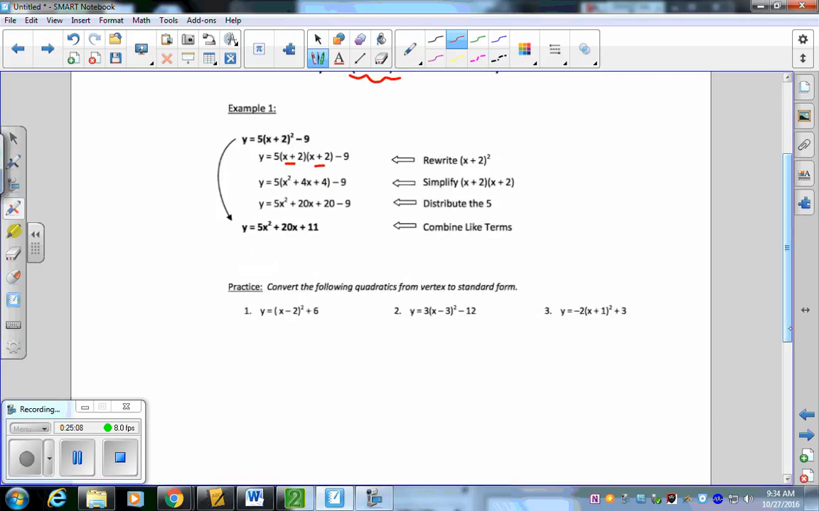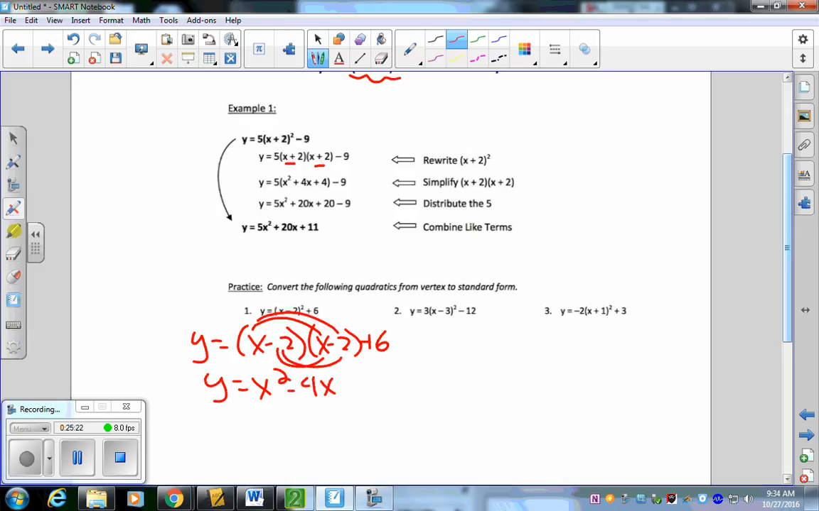So this first one, I have y equals x minus 2 twice. So I get y is equal to x squared minus 2x plus 4. So y equals x squared minus 4x plus 10. So that is from vertex to standard, and we could go back the other way.